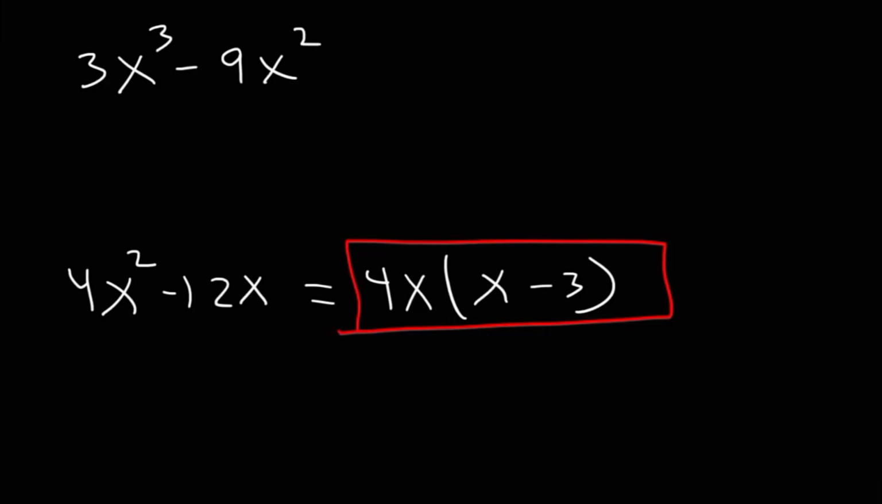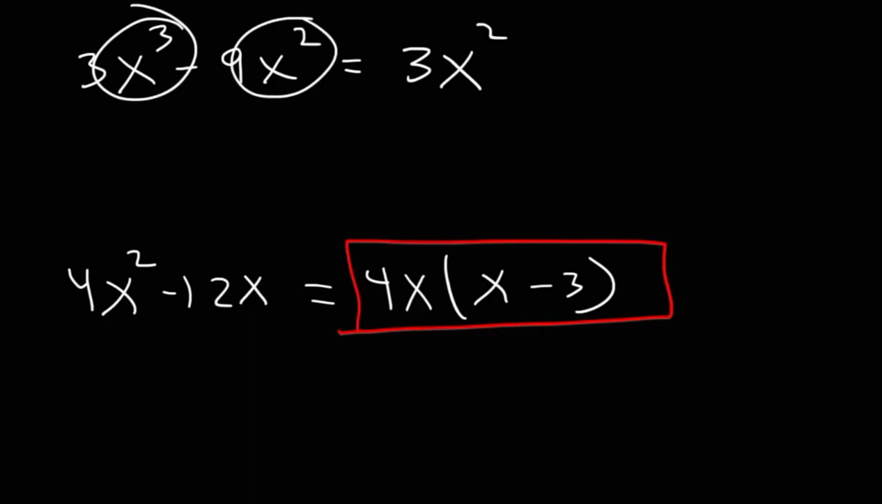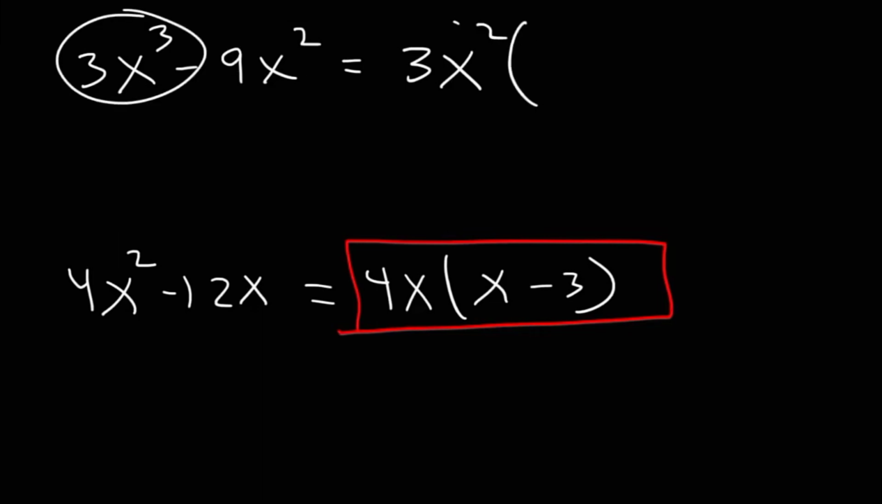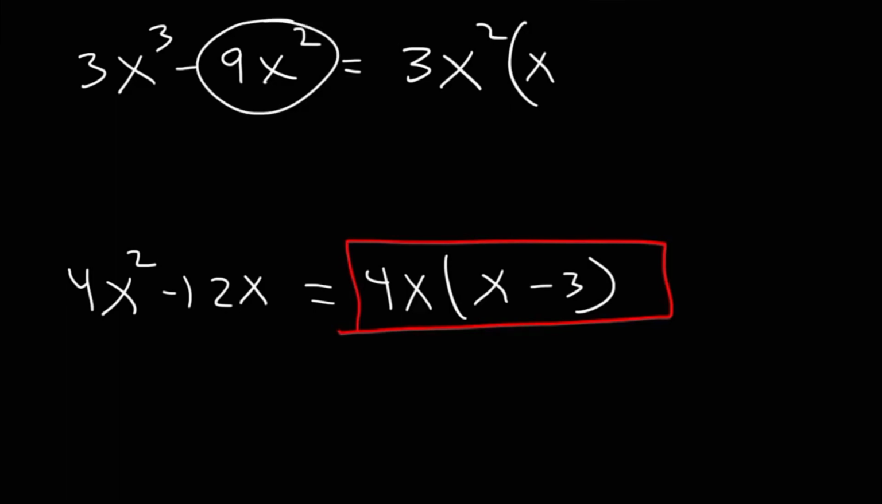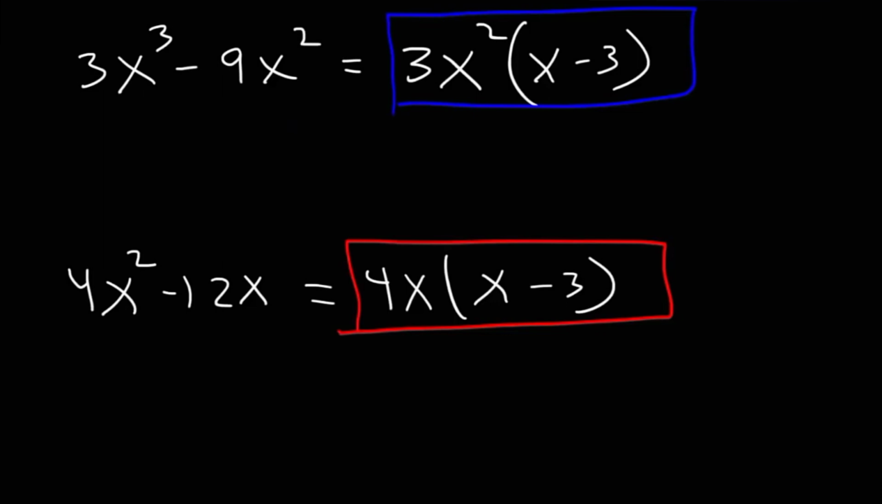Now for the one above, we can also take out the GCF. In this case, the GCF is going to be 3x squared. We could take out a 3 from 3 and negative 9, and each term has at least two x variables, so we can take out an x squared. Now 3x cubed divided by 3x squared is x. Negative 9x squared divided by 3x squared is minus 3. And so that's it for those two examples.